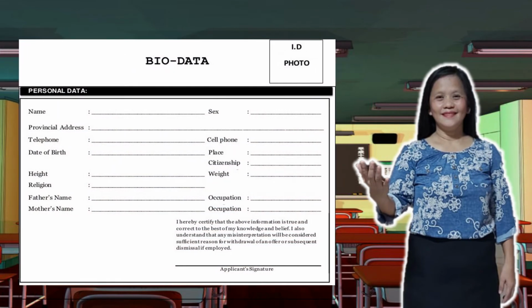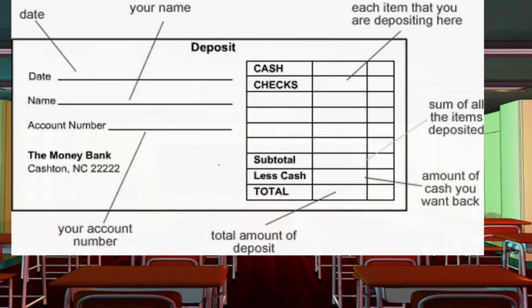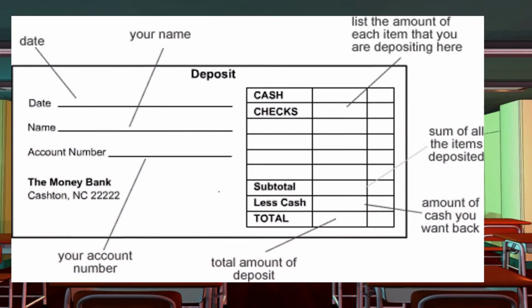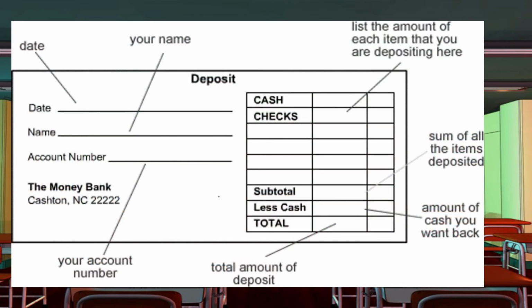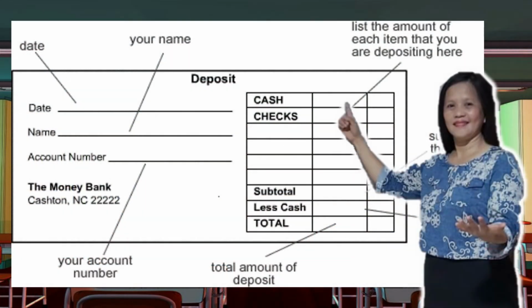Now what are the other forms that you need to learn to fill out? Study and analyze the form on the next slide. Do you know what this form is? Have you experienced going with your mother or father or even going with an adult to a bank to deposit money or savings? Now look at the sample deposit slip.